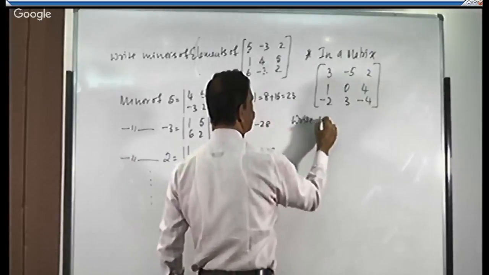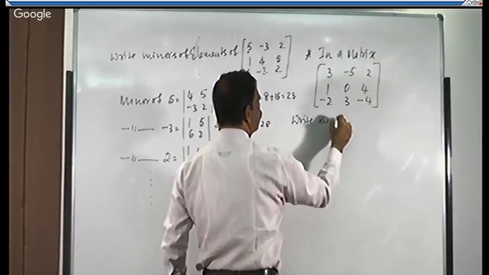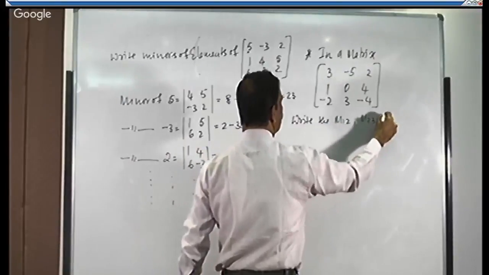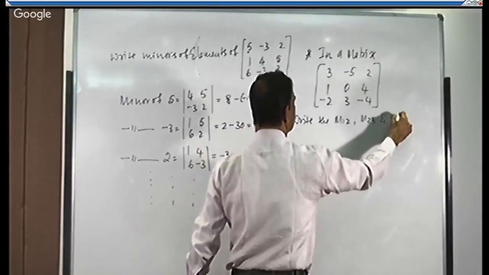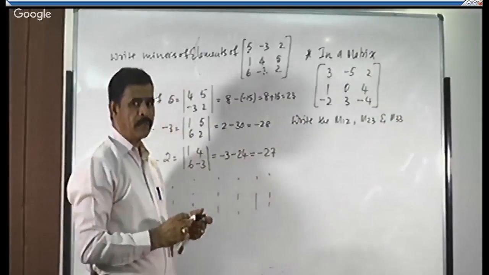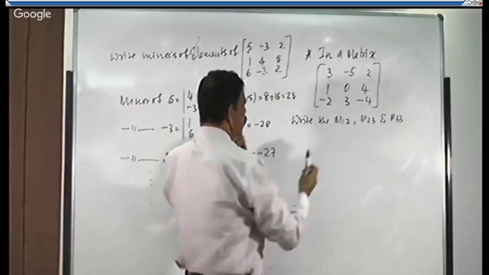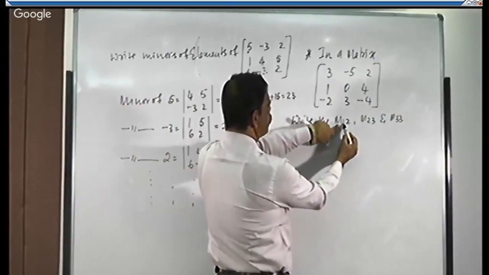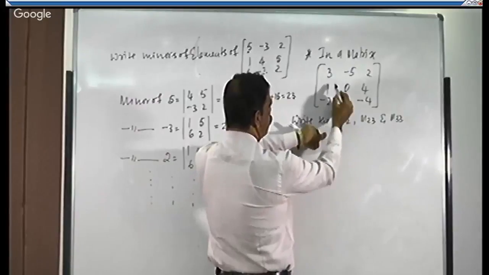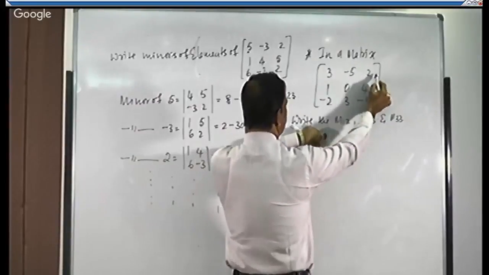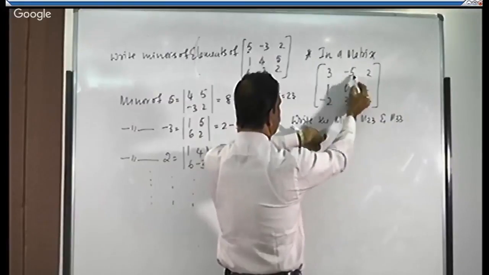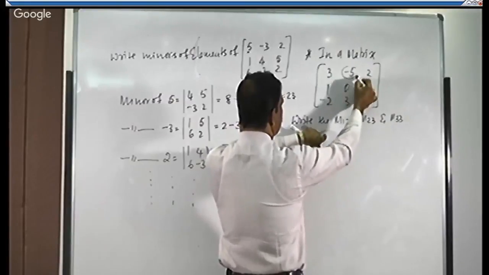Write M12, M23 and M33. Here we need to write minors of the element which lies in the first row, second column. Which is that element? First row, this is the first row. Which is second column? This is the second column. So first row, second column. This will be the element.